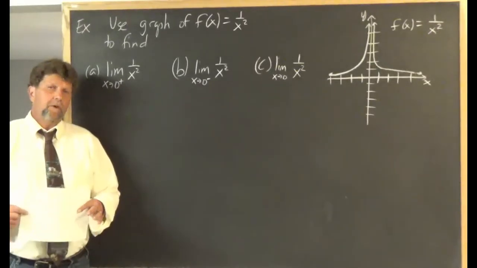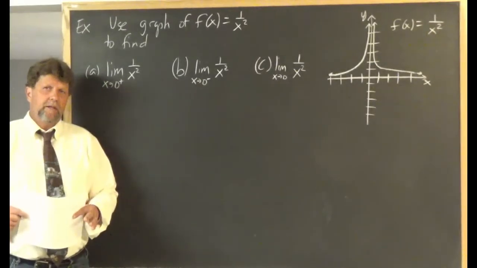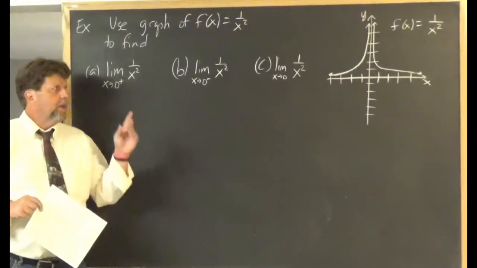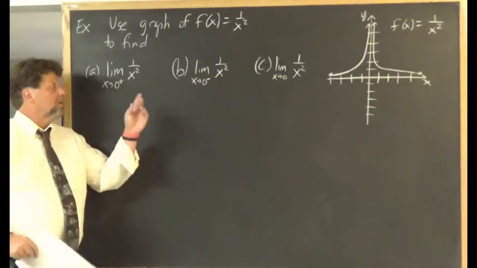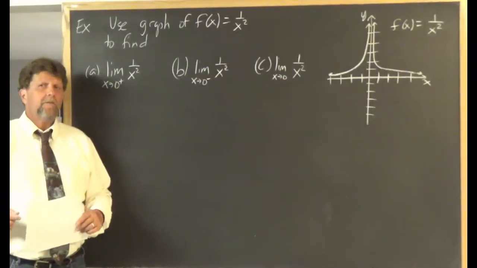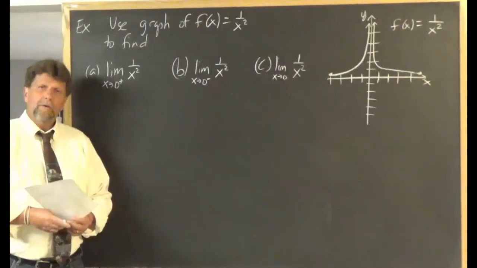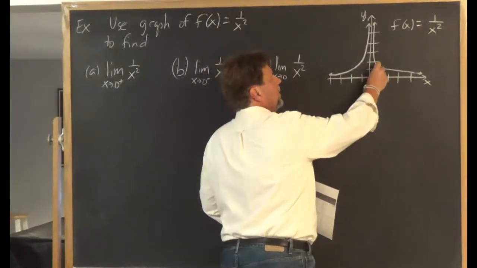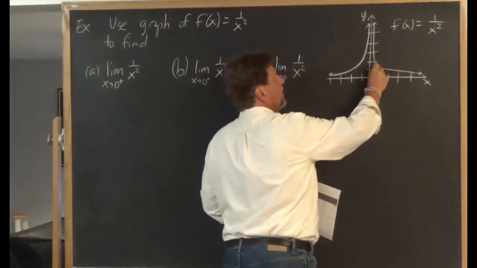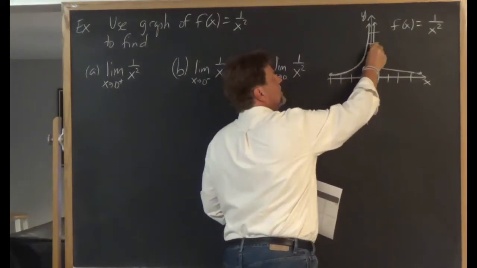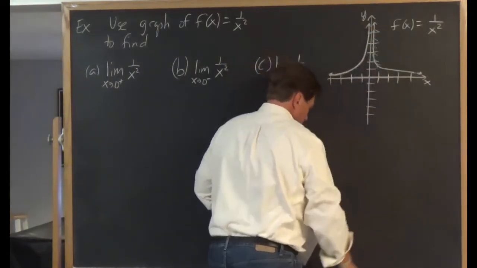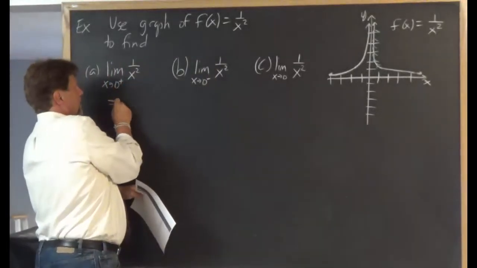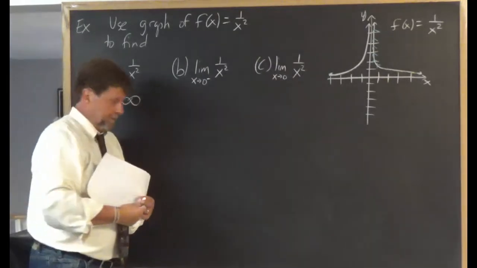All right, folks, this example, hopefully you did it. I asked you to pause the video and to try the example for yourself. You were given the graph of f of x equals 1 over x squared, and you were asked to find these three limits. So in part A, the limit as x approaches 0 from the right side of 0 of 1 over x squared. Well, I come to the right of 0, put myself on the graph, and I see as I get closer and closer to 0 from the right side of 0, the y's are increasing without bound. That tells me this limit is infinity.